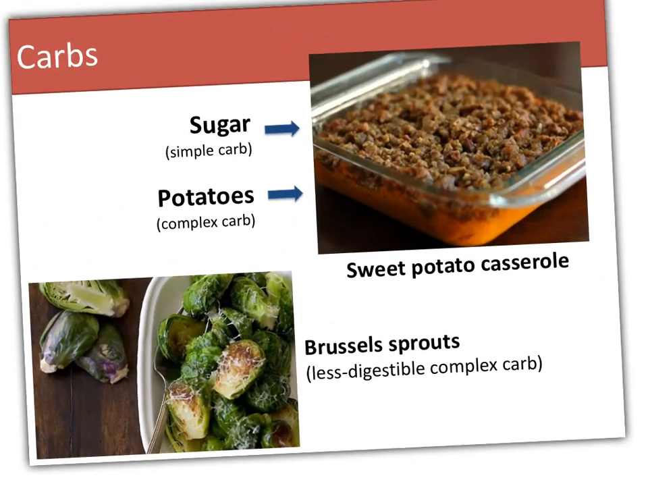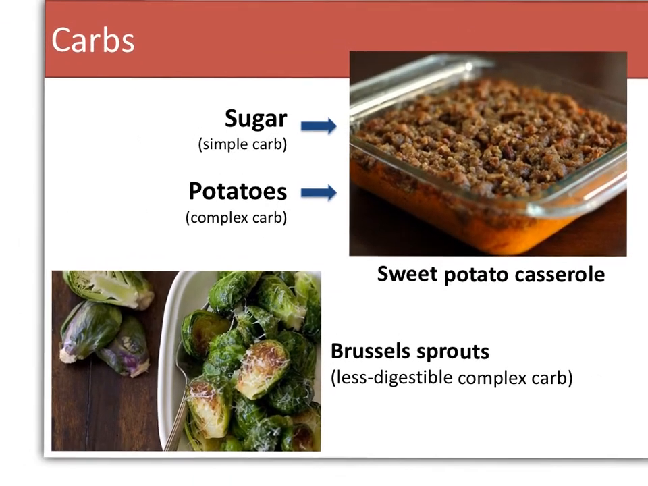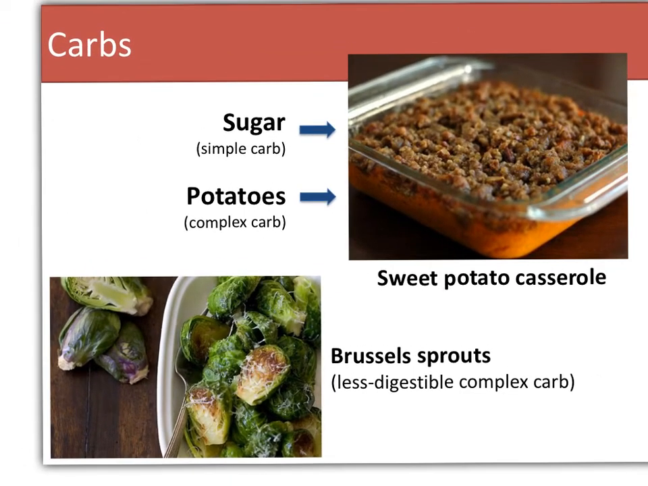Then, of course, there's carbohydrates. Most of the carbs we get are from plants. This is what plants make when they turn sunlight and carbon dioxide into food.